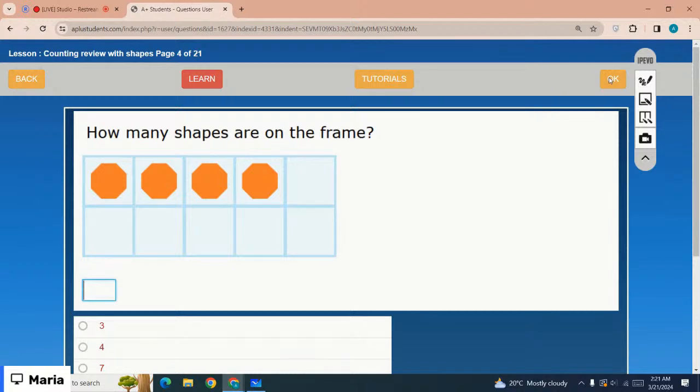How many shapes are on the frame? Which is the correct option? Yes, there are only 4 shapes.